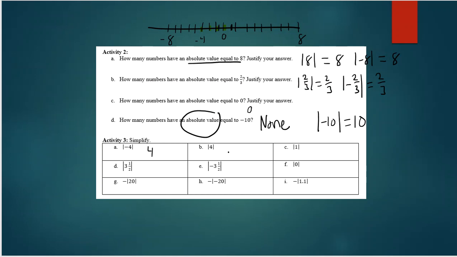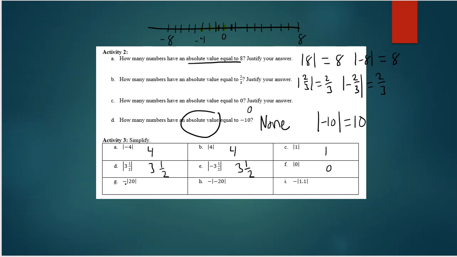For B, the absolute value of 4 would be 4. The absolute value of 1 is 1. The absolute value of 3.5 is just 3.5. The absolute value of negative 3.5 is positive 3.5. The absolute value of 0 is just 0.